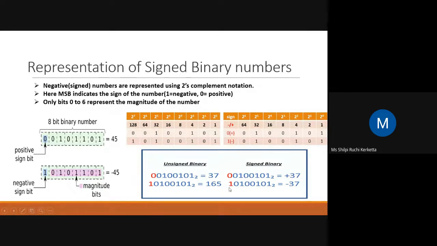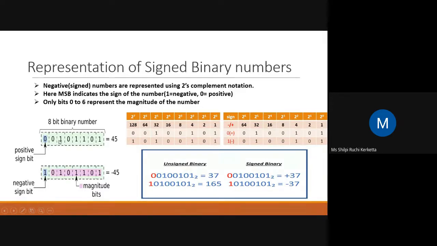And if we have the binary number 101000101, we will write it in this form, from 2 to the power 0 to 2 to the power 6. We will leave 2 to the power 7, the most significant bit, and treat it as the sign. Here we leave the magnitude, and we see we have a 1. What does 1 mean? It means it is negative, so we will write negative 37.